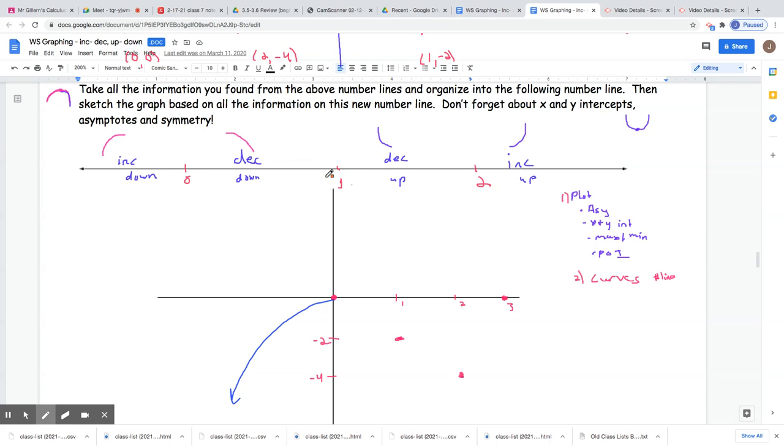Then between 0 and 1, I need to do something that's decreasing and down. So it comes right here. And then between 1 and 2, it's decreasing and up. Then 2 to infinity, it's increasing and up, but I have to make sure I go through my x-intercept. So it looks like that.